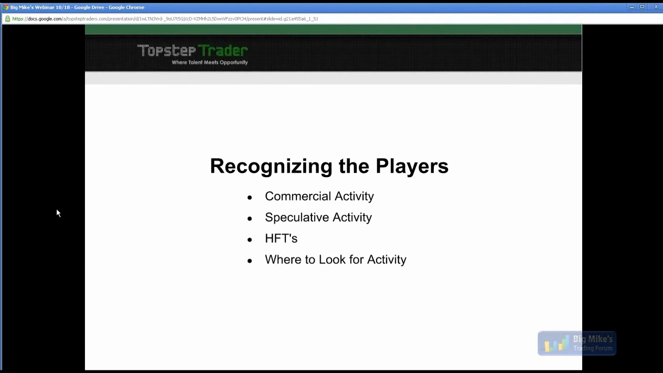And if you want evidence of that, just take a look at your ladder before a major economic release, because they all just disappear. They're not going to play in that. They're not actually in this to take risk, just to try and make that little tick. That's all they want. So when do you look for activity?